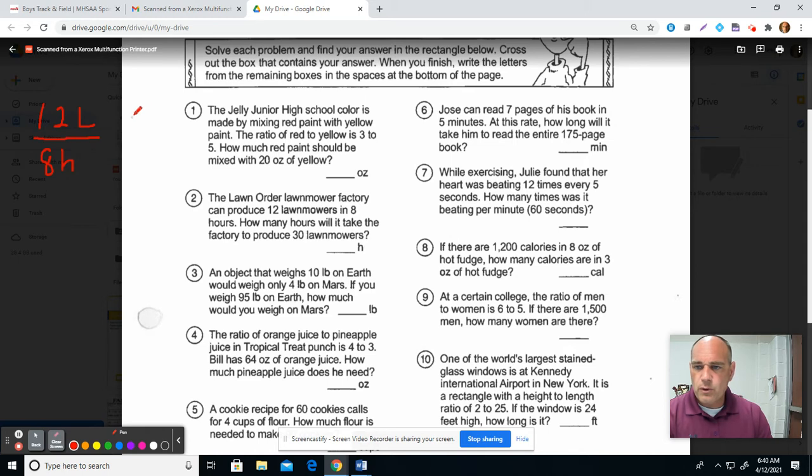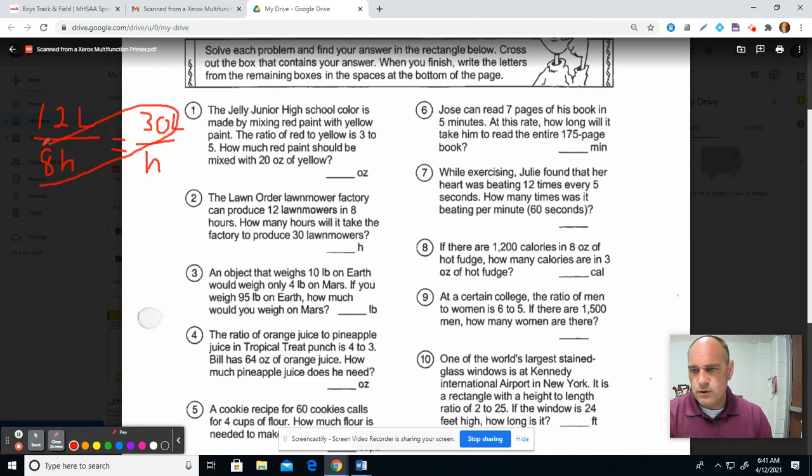So I know I've got 30 lawnmowers, so I'm putting my 30 on top because that's where my lawnmowers are. And I want to find out how many hours that is. So once again, the idea that 12 lawnmowers, 8 hours, true statement. How many hours will it take to produce 30 lawnmowers? So 30 lawnmowers goes on top, hours goes on the bottom. I can set things equal to each other. And now we cross multiply.